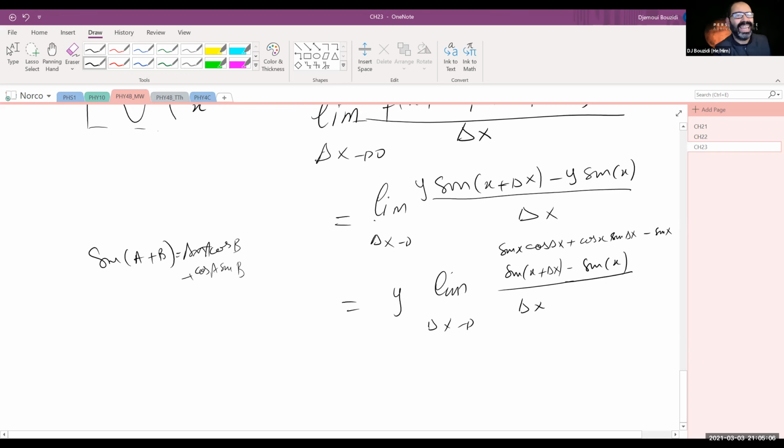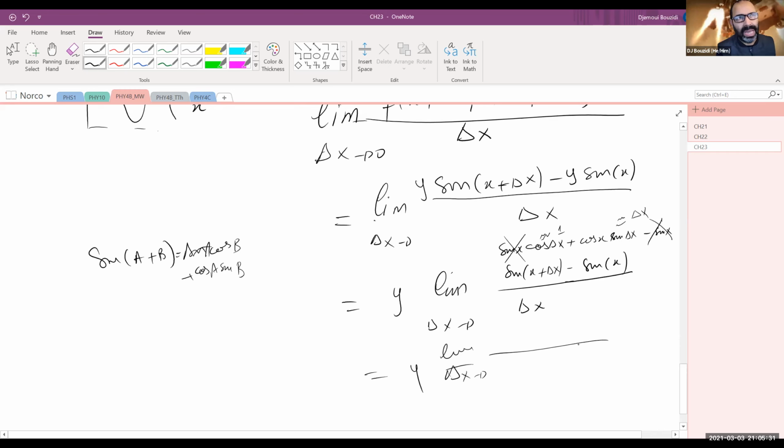If I use that, and delta x is so small that its cosine is roughly 1, then I have sine of x and sine of x, they cancel, that's good. But then I have sine of delta x, it's so small that it's almost equal to delta x. So at the end, this limit becomes y times the limit when delta x goes to 0.